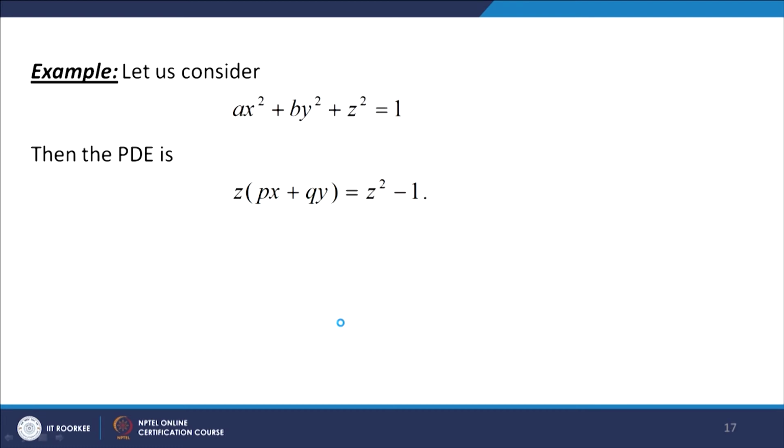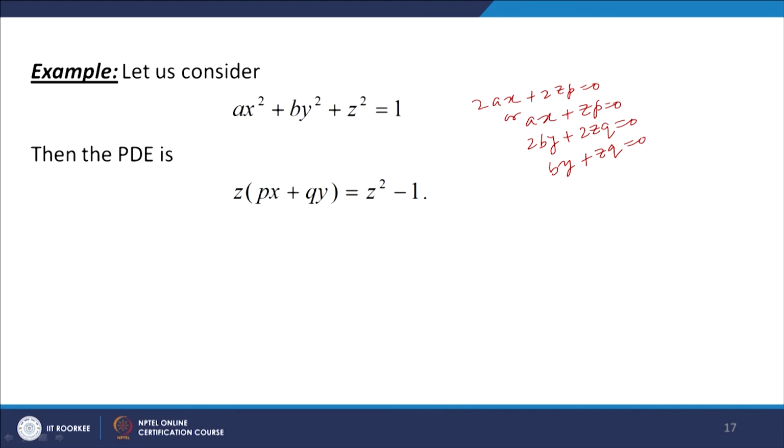Now, let us consider the equation a x square plus b y square plus z square equal to 1. Then we differentiate it with respect to x, we get 2 a x plus 2 z p equal to 0, or we can say a x plus z p equal to 0, and then we differentiate with respect to y, we get 2 b y plus 2 z q equal to 0, or we get b y plus z q equal to 0. So, we have a x square plus b y square equal to 1 minus z square.